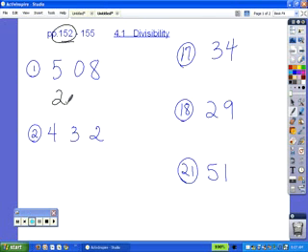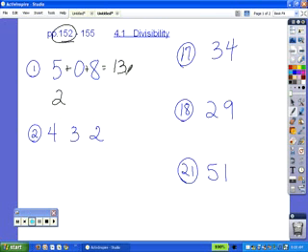For a number to be divisible by 3, the sum of the digits has to be divisible by 3. That means if you add the digits 5 plus 0 plus 8, which is 13, the sum 13 has to be divisible by 3 in order for 508 to be divisible by 3. Since 13 is not divisible by 3, neither is 508.